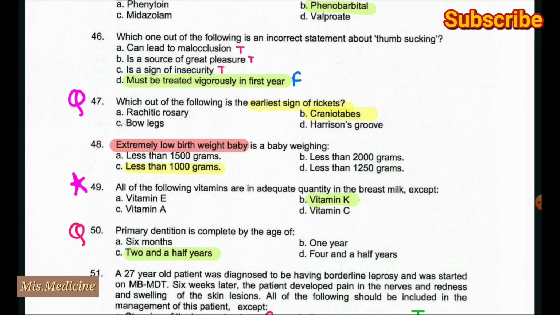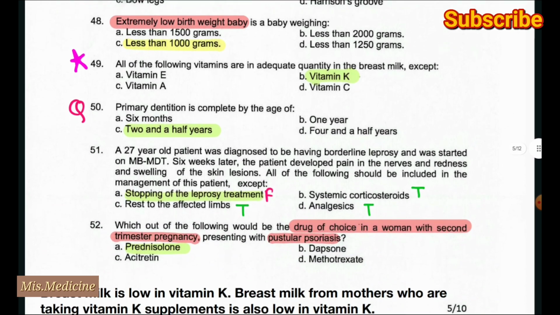Okay, the next question. Which out of the following is the earliest sign of rickets? Craniotabes. Next question.